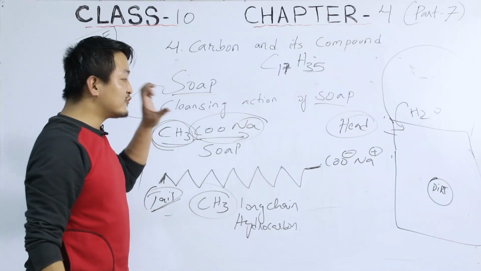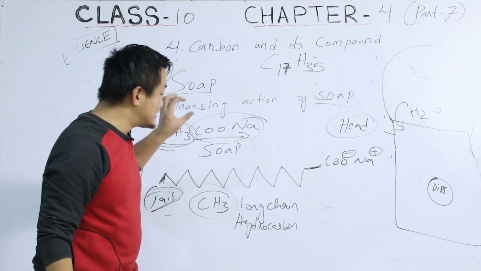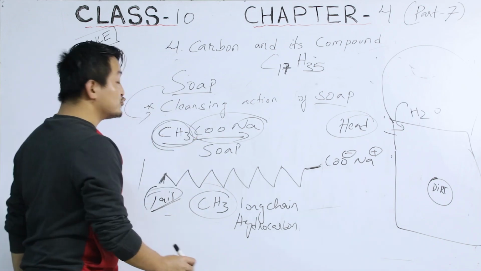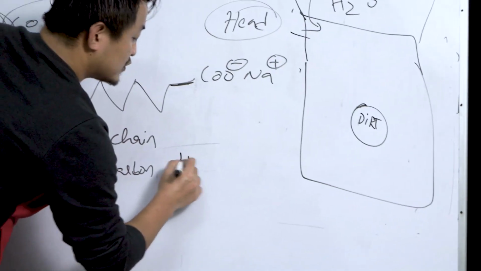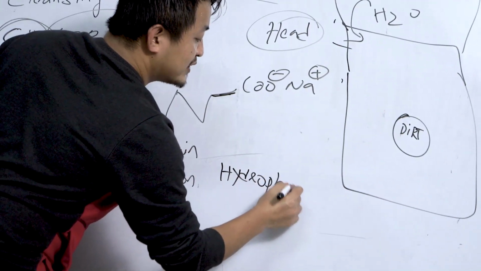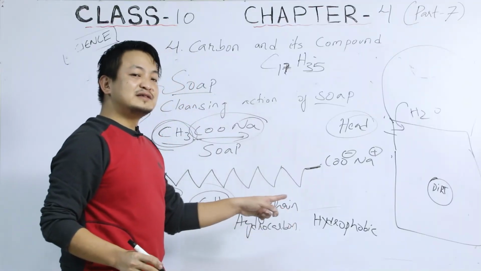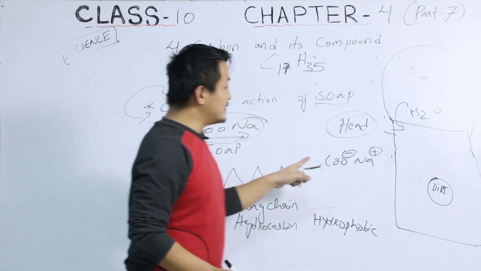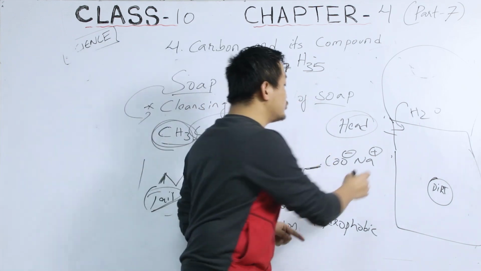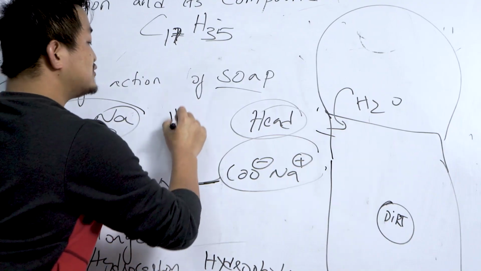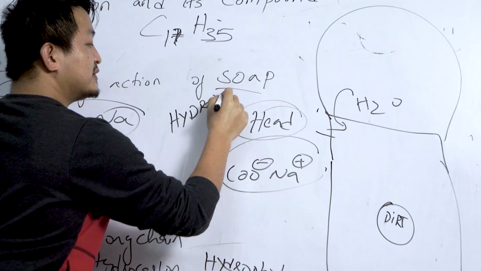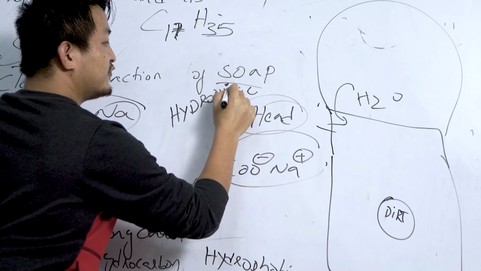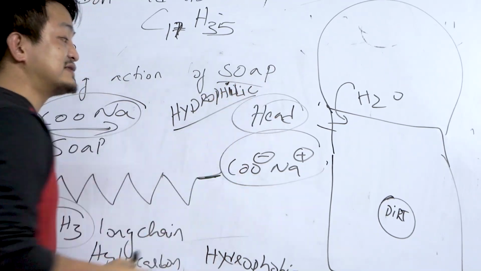Now, one thing, students, you have to keep in mind is that the tail part, the hydrocarbon, we'll call it hydrophobic. Hydrophobic means they hate water. They don't like water, okay? And the head part, where we have the ion, we'll say that they are hydrophilic. Hydrophilic, okay? I-L-I-C. Hydrophilic is the head part.